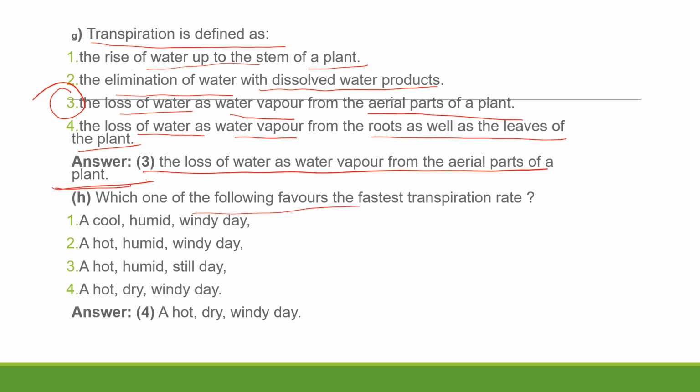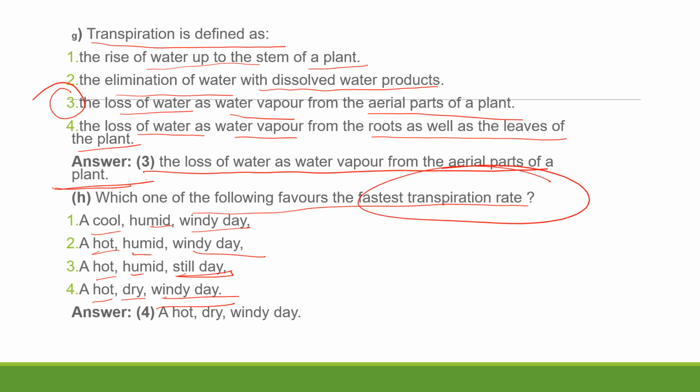Which one of the following factors favors the fastest transpiration rate? A cool, humid, windy day, a hot, humid, windy day, a hot, humid, dry day, or a hot, dry, windy day. Which one will be favorable for the fastest transpiration rate? All are very twisting like that. So you just stick to what? A hot, humid, windy day? No, it's not. If the weather is humid, transpiration will be less. So to increase the rate of transpiration, it will be a hot, dry and windy day. So the fourth option is the correct answer, right?